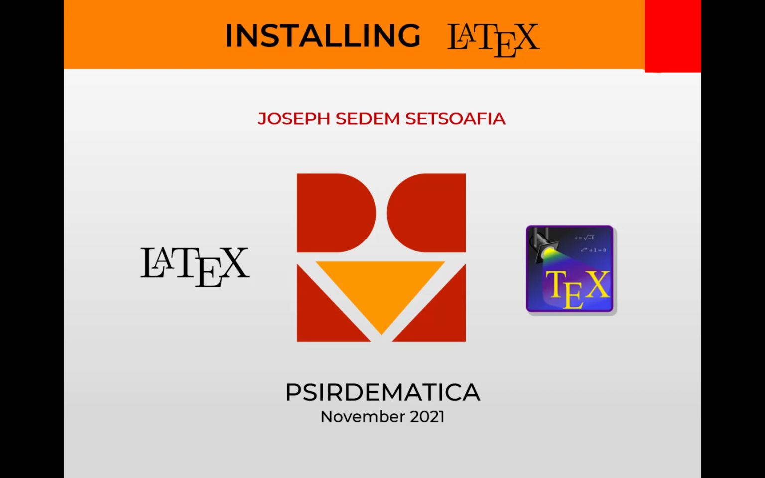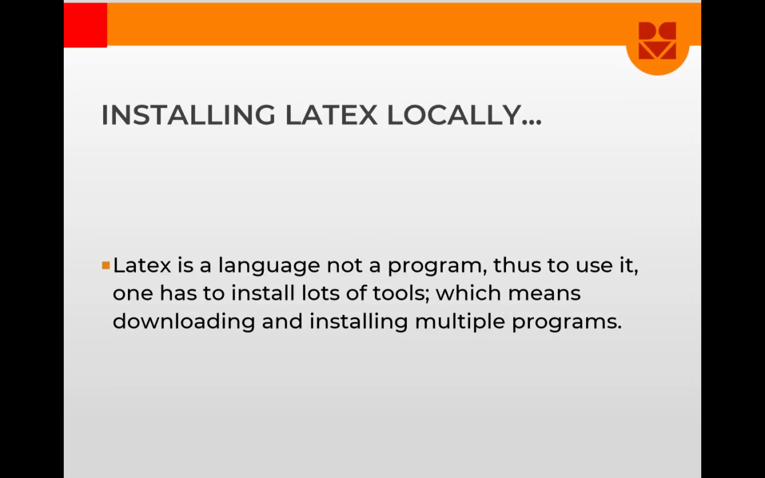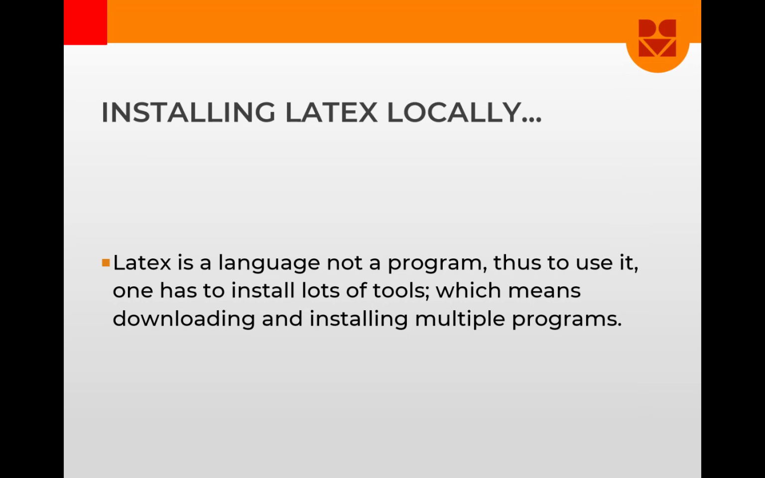I know I promised you in the previous video that we would be looking at how to install LaTeX in the various operating systems. But before we get our hands dirty, let's look at the things we are supposed to put in place in order to get LaTeX running on our machines. That being said, installing LaTeX locally. LaTeX is a language, not a program. For that matter, in order to install it, there are lots of tools that we are supposed to install, which means that we would have to download and install multiple programs. Bear in mind, it's a language, not a software where you just run the executable file in order to install it. It has a lot of things.